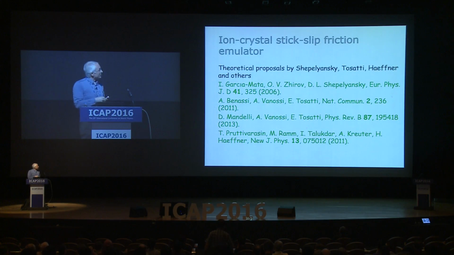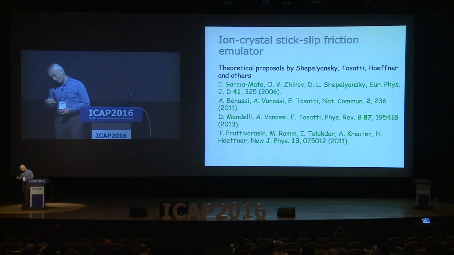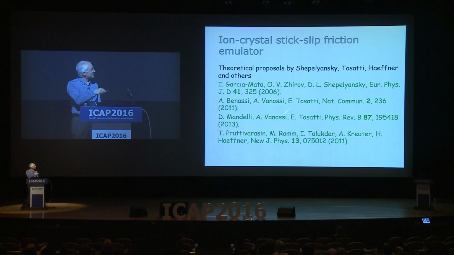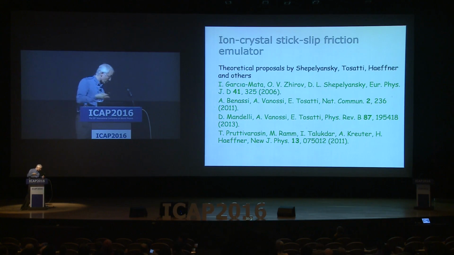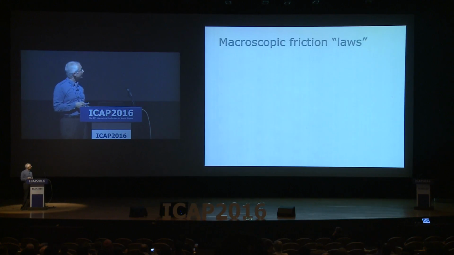The work we do was not invented by us. It goes back to proposals by Zhang Pelchansky and Erio Tosatti, and some beautiful papers written by Hartmut Häffner, who these people proposed that interesting physics on friction could be studied in ion traps, and Hartmut made it more concrete, if you want. And it was his work that actually drew our attention to this interesting problem.